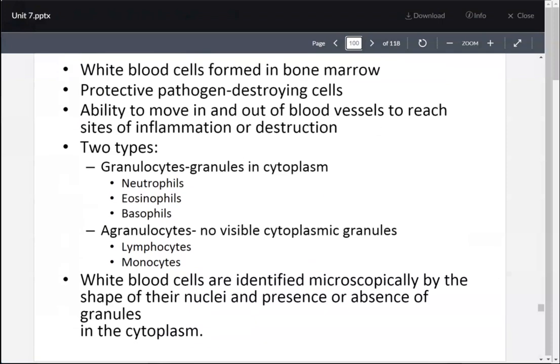So, we talked about the 2 types. We have our granulocytes and agranulocytes, and granulocytes, as we mentioned, appear to have granules. But how do I tell a neutrophil from the eosinophil from a basophil? Well, the other thing we look at is the shape of their nuclei. They all have very distinct shaping.